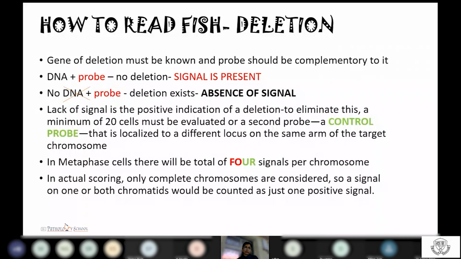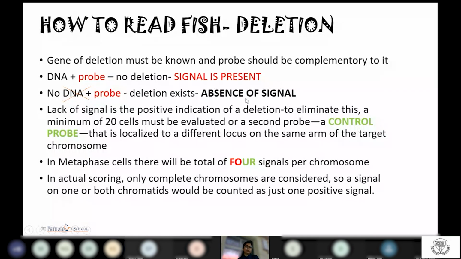Now we'll go to how to read FISH in cases of deletion. So firstly, whatever area of gene deletion you are interested in, you should know it. You should have a probe which is exactly opposite or complementary to it. Now what happens is, if the gene is present, it will bind to your fluorochrome probe, which is your red color probe. And if it binds, then it means that there is no deletion. So you will see a signal in red. But if there is no gene present to bind with your red probe, that means your deletion is present and you will not get your signal.